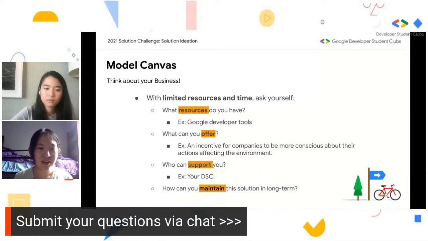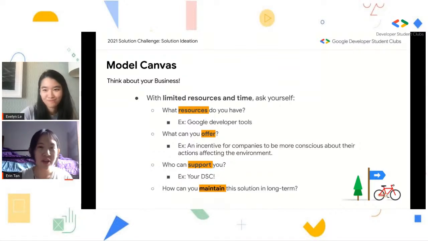Let's take a look. Thinking about what resources you have, there are the Google developer tools, and your DSC is here to help you find and get access to these tools to build your project. What can you offer exactly? Well, think about it. What does your product serve to do? Make it appealing for potential investors, let's say, as if you were on Shark Tank. For example, the carbon footprint calculator is an incentive for companies to be more conscious about their actions affecting the environment. That's maybe a plus to some investors.